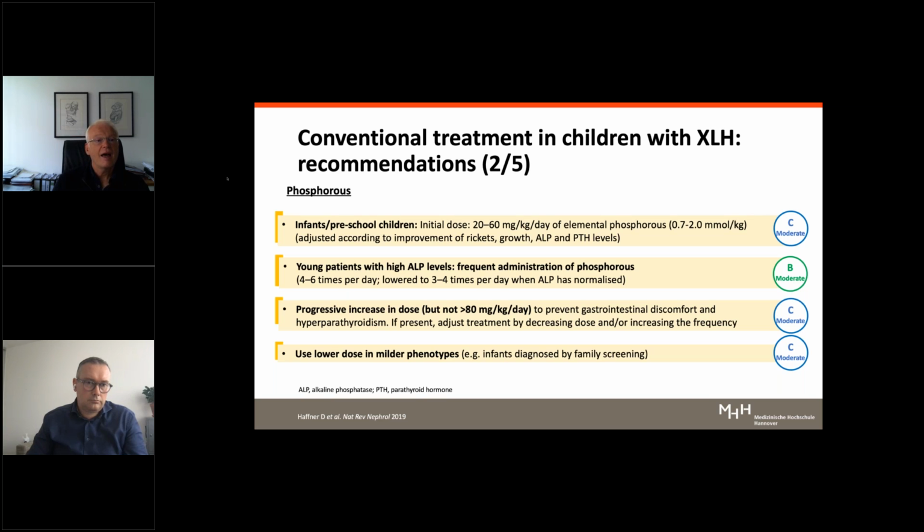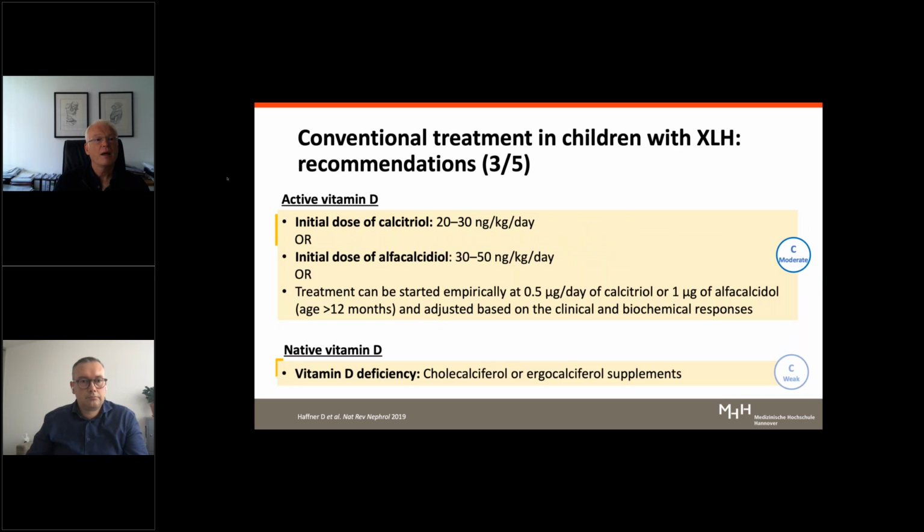So we always check this, but we don't guide the conventional treatment by measurement of serum phosphate levels. Young patients with high alkaline phosphatase level need frequent administration of phosphorus, 4 to 6 times per day, which may be lowered to 3 or 4 times per day when alkaline phosphatase has normalized. You may increase the dosage up to 80 milligram per kilogram per day, but you need to take care to prevent gastrointestinal discomfort and hyperparathyroidism. And it's of course mandatory to use a lower dose in milder phenotypes, especially in young infants just diagnosed by family screening.